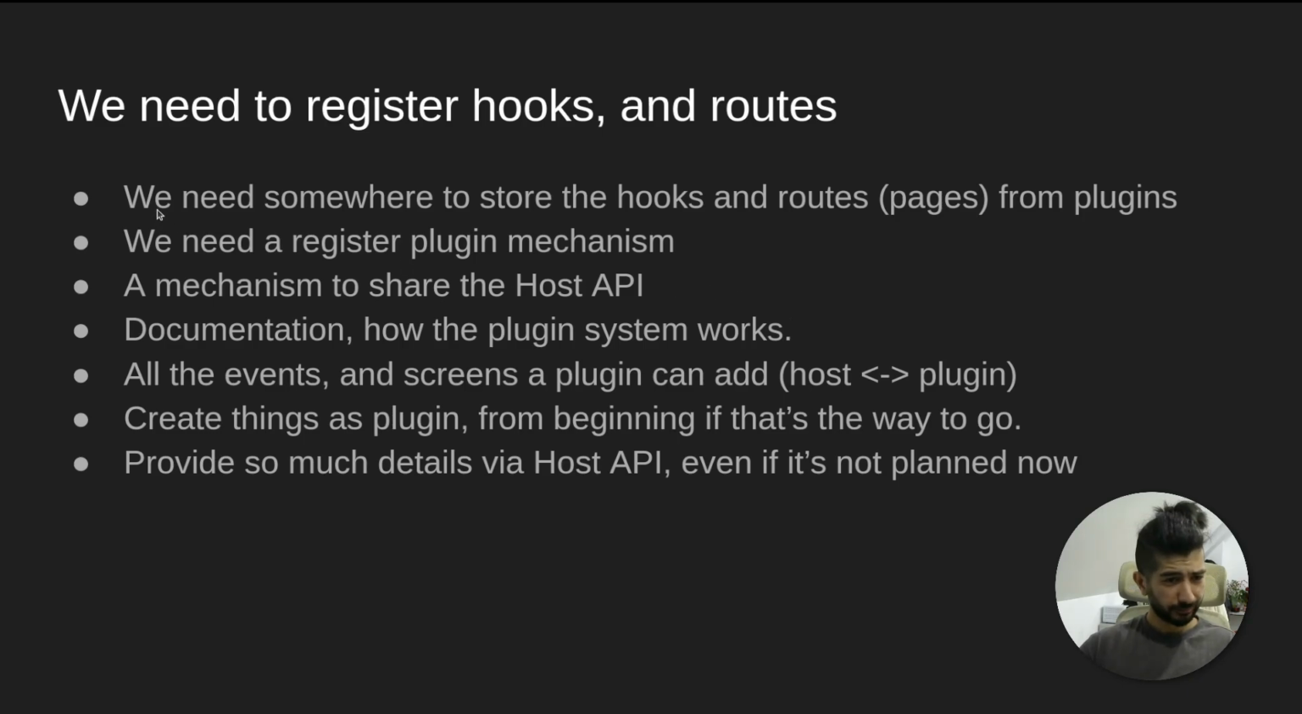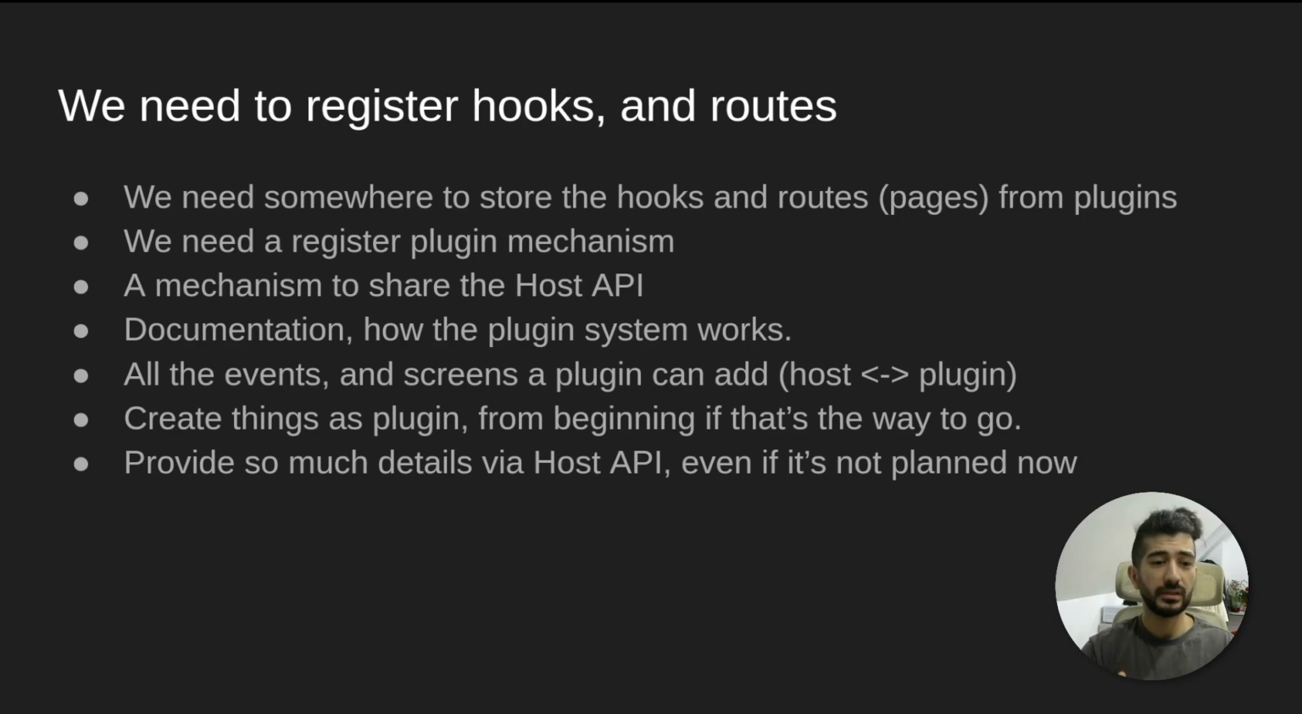First of all, we need a place to store the hooks and routes from plugins. So we need to recognize the plugins and register a plugin mechanism. A plugin is added as a file or at a URL somewhere else, and then we need a mechanism to register that. Also, we need a host API definition shared between plugins and the host, which was discussed in the previous chapter.